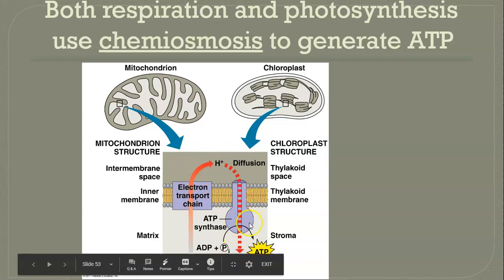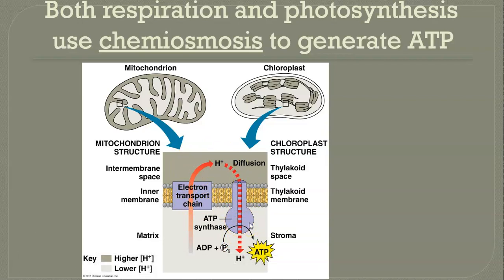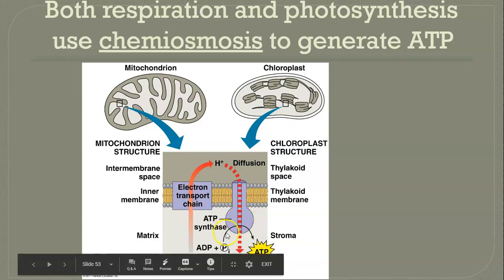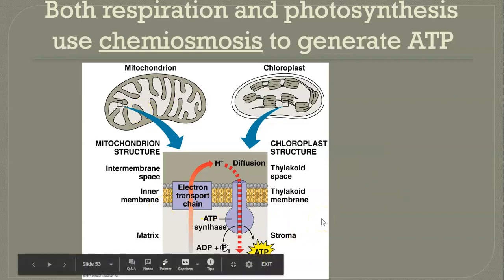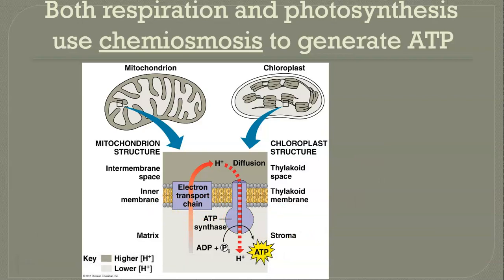And as they fall through to kind of equalize, the ATP synthase is able to tack on phosphates to ADP and make ATP. So this happens in the second portion of photosynthesis, but it also happens in the third part of cellular respiration in the mitochondria. So this, as you can see, requires a membrane because you have to be able to pump things across the membrane. For the chloroplast, it's the thylakoid membrane, and for the mitochondria, it's the inner membrane.